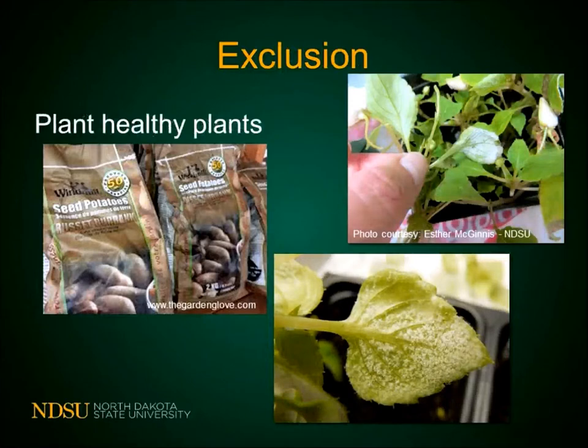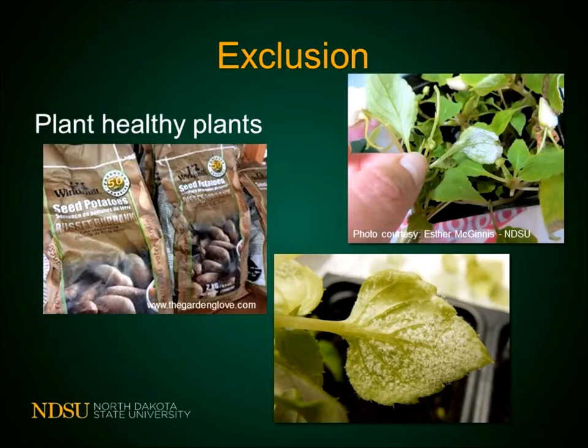The last point I want to talk about is exclusion. And this is another really good strategy, which is basically when you buy your plants, whether you're buying them at Home Depot or at a garden store or ordering your plants online, you want to make sure that they're disease-free. So you don't want to bring infected plants to your garden.